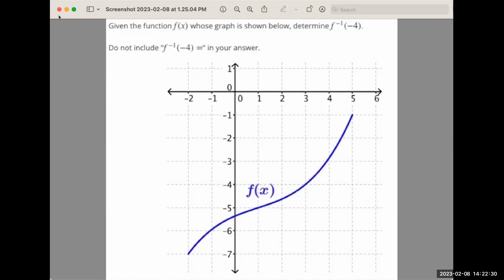Okay, guys, so here you go. Given the function f whose graph is shown, determine f inverse of -4. Try to conclude that with your group. Given the graph of f, determine f inverse of -4. You think you got it? Just check in with the group and try to explain to each other why.